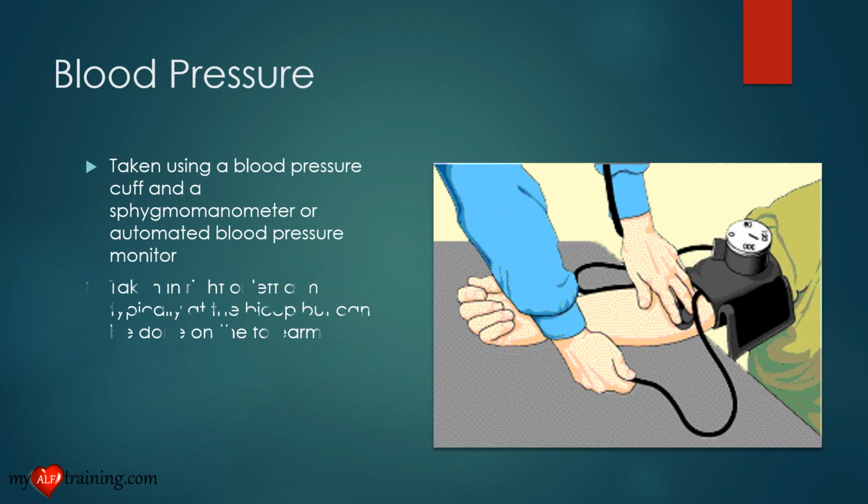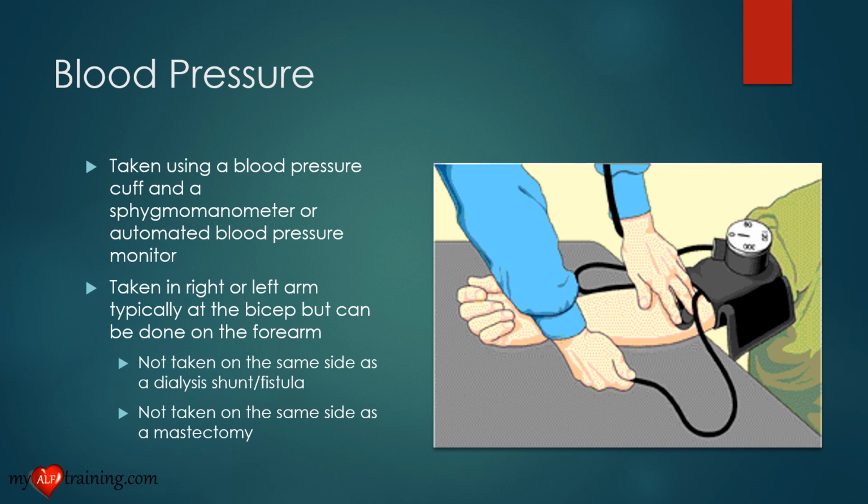Blood pressure is taken using a blood pressure cuff and a sphygmomanometer or an automated blood pressure monitor. It's taken in the right or left arm, typically at the bicep, but it can be done on the forearm. Some things to note would be that blood pressure cuffs should not be placed on the same side as a dialysis shunt or fistula, and it's also not taken on the same side as a mastectomy.